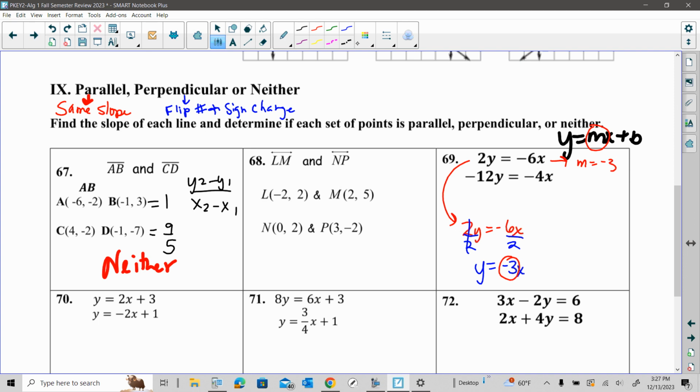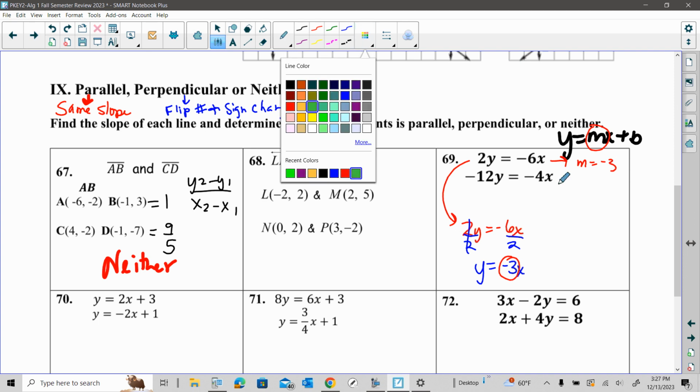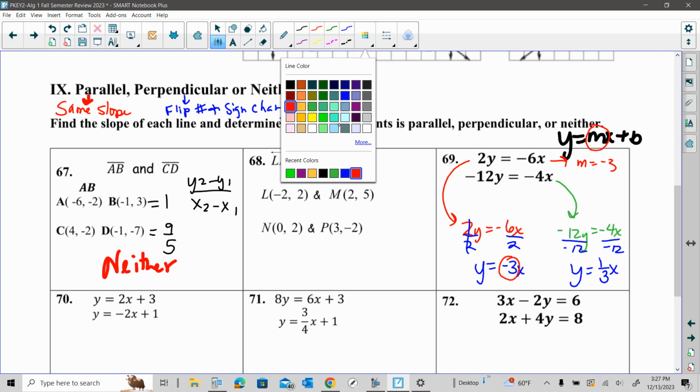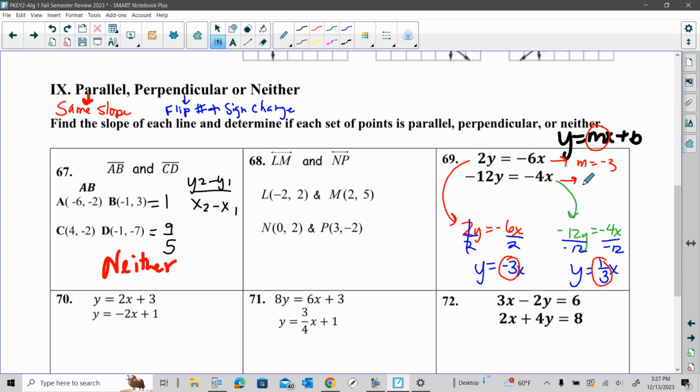If I was doing the second equation, I'm just going to write it down here. Negative 12y equals negative 4x. And we divide by negative 12. This becomes y equals negative divided by negative is a positive. So I can reduce this to 1/3 x. And then if I look, there's our slope. So here, m is 1/3. These numbers are a flip and a sign change. So this answer was perpendicular.